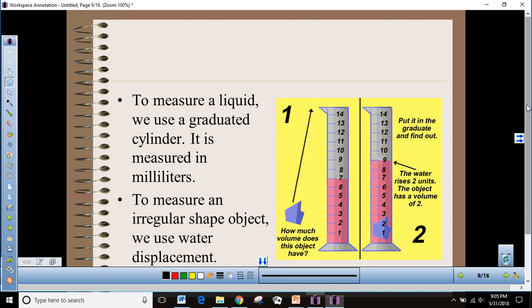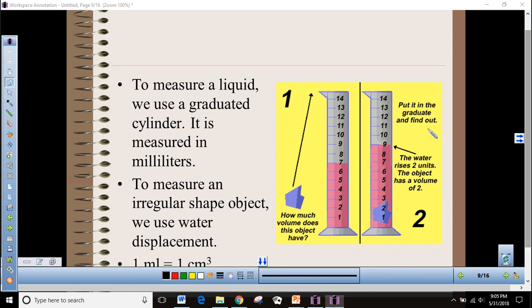If you have a solid strange object, then you could put that strange object in a set volume in a graduated cylinder. To measure a liquid, we use a graduated cylinder, and we usually measure in milliliters. This is saying 7 milliliters for this pink liquid that's in here, and I've got this weird shaped object, and if I put that in, it's going to raise that water up to 9, so it displaces a value of 2. We say it's 2 centimeters cubed because it is a solid object.